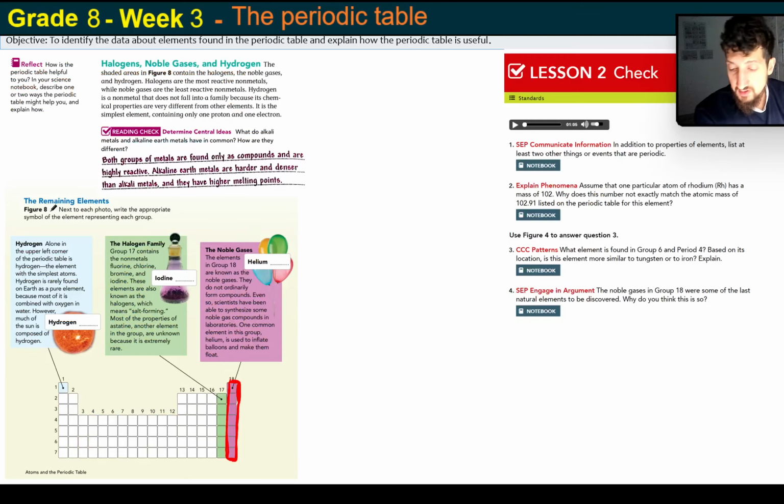Well, what about neon? What's the deal with neon? Neon's in group 18. And what does it say about group 18? Group 18 are known as the noble gases. They do not ordinarily form compounds. Why don't they form compounds? Because they are extremely stable. Very, very stable. They don't need any extra electrons. They don't need to lose electrons. They're very happy the way they are.